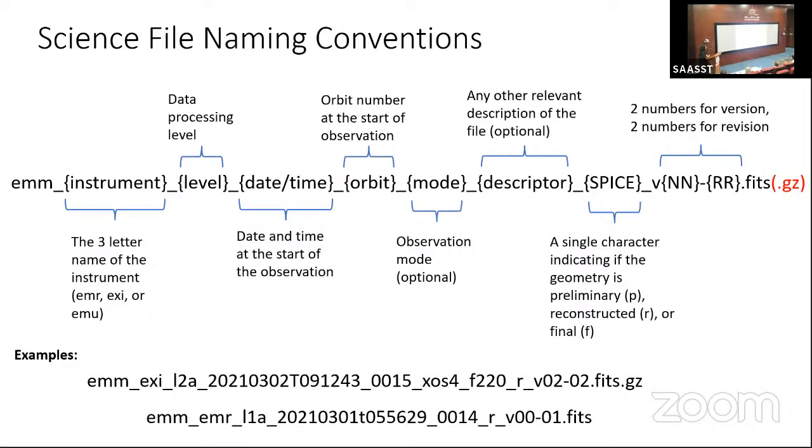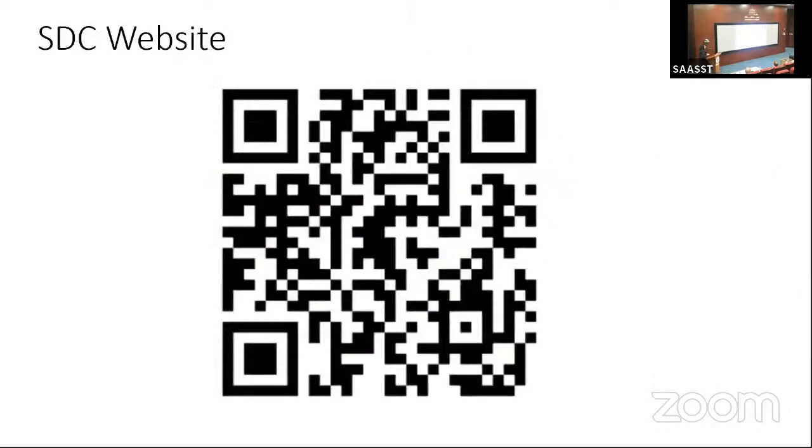And the geometry of the file, and a descriptor of the file, and then the number of the revision, so if there's a new version of the data file. And that's an example of a file name and what it might look like. But there's more information on the website about all of that, so it'll be easy for you to look it up when you're looking at the data.